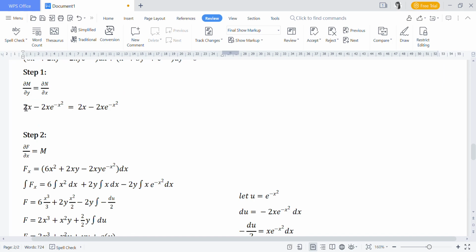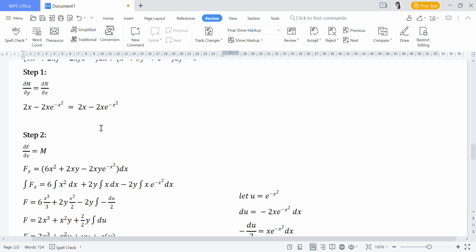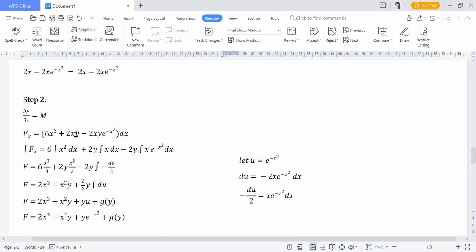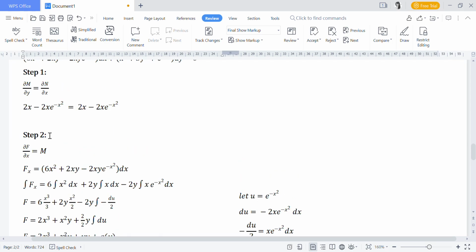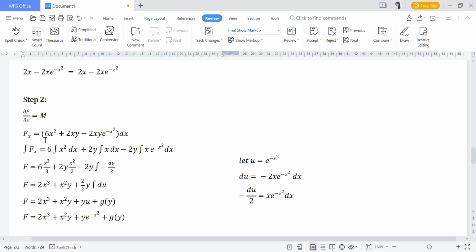Since we have the same result, it is equal, therefore this equation is exact. Now let's proceed to step 2, finding the potential function in terms of x. Our M here will be this one, so copy that here. Now we're going to integrate this.